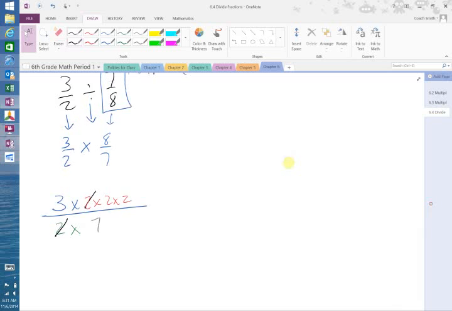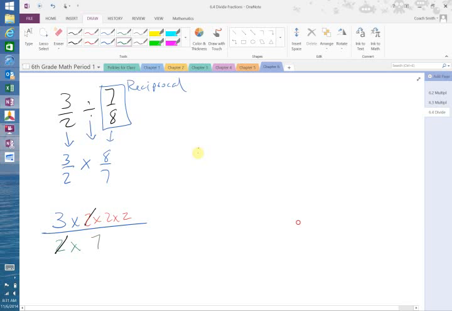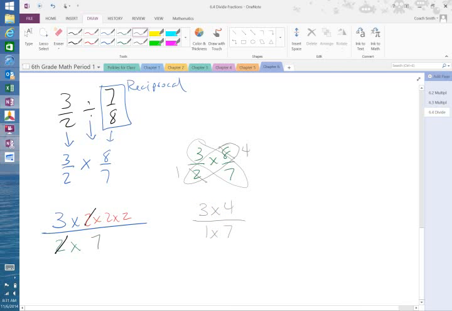You're doing the same thing as if we would have done 3 over 2 times 8 over 7. We would have said, okay, is there a common factor between 8 and 2? 2. 2 goes into 2 once. 2 goes into 8 4 times. Then we'd say, okay, Jimmy Neutron, is there any common factor between 3 and 7? No, there's not. And so that would have left us with 3 times 4 on top, 1 times 7 on bottom, which is what we have in the other one.